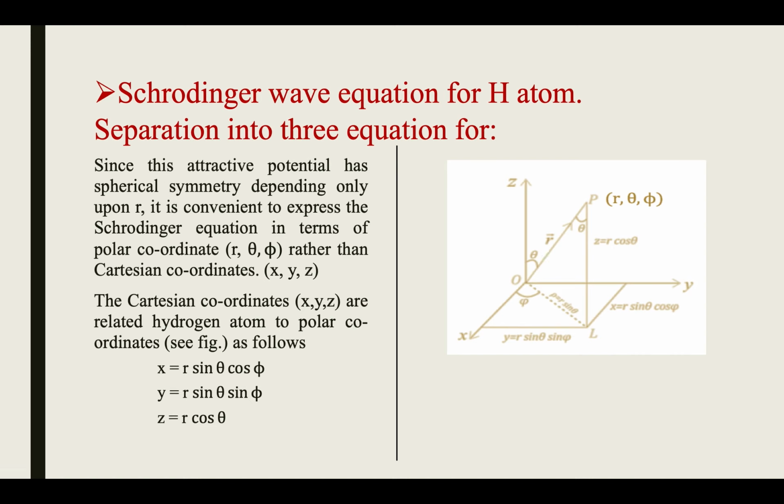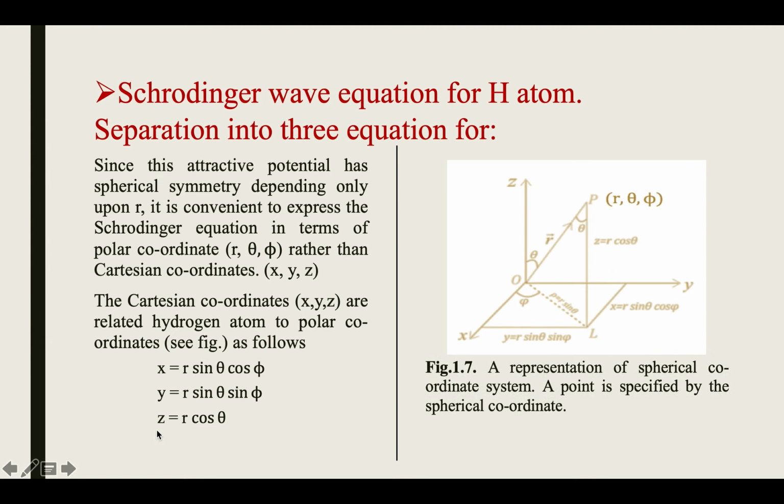The angle between the z axis and the line OP, we call theta. The third parameter of the polar coordinates is phi. Here the projection of P is r sine theta, and this is the projection of P on the xy plane, so that angle comes as phi. Using all these trigonometric values, you will get x, y, and z.